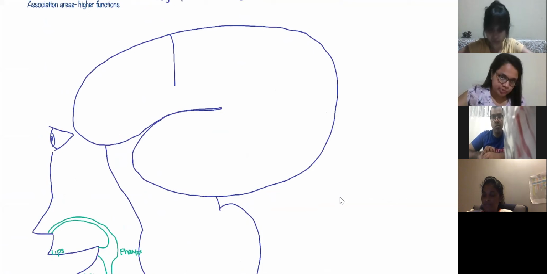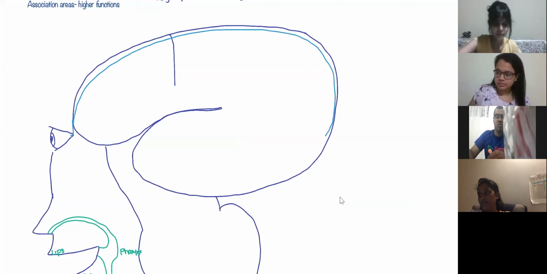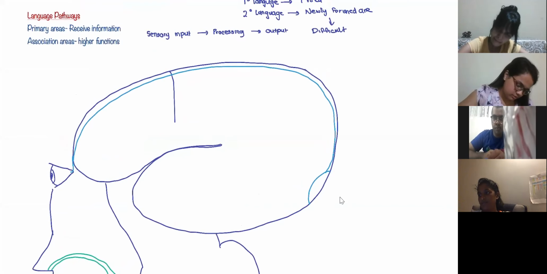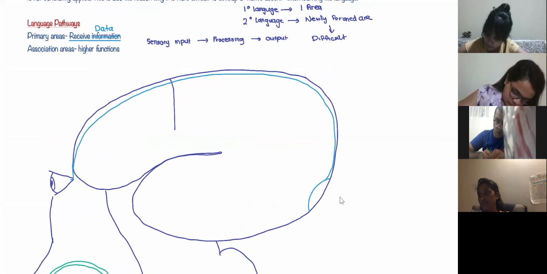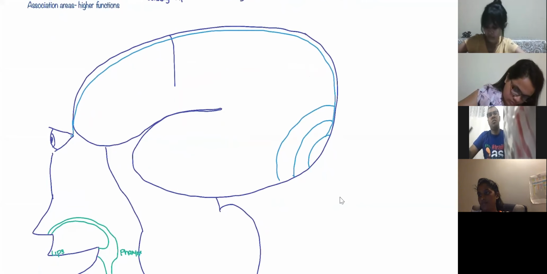Let's say there is sensory information coming from your eyes. Light will come. It will go across to the primary visual area. This is called the primary visual area. Why do you call that a primary area? Because it receives the information. It receives data. And adjacent to that, you have the association areas, which process the information.